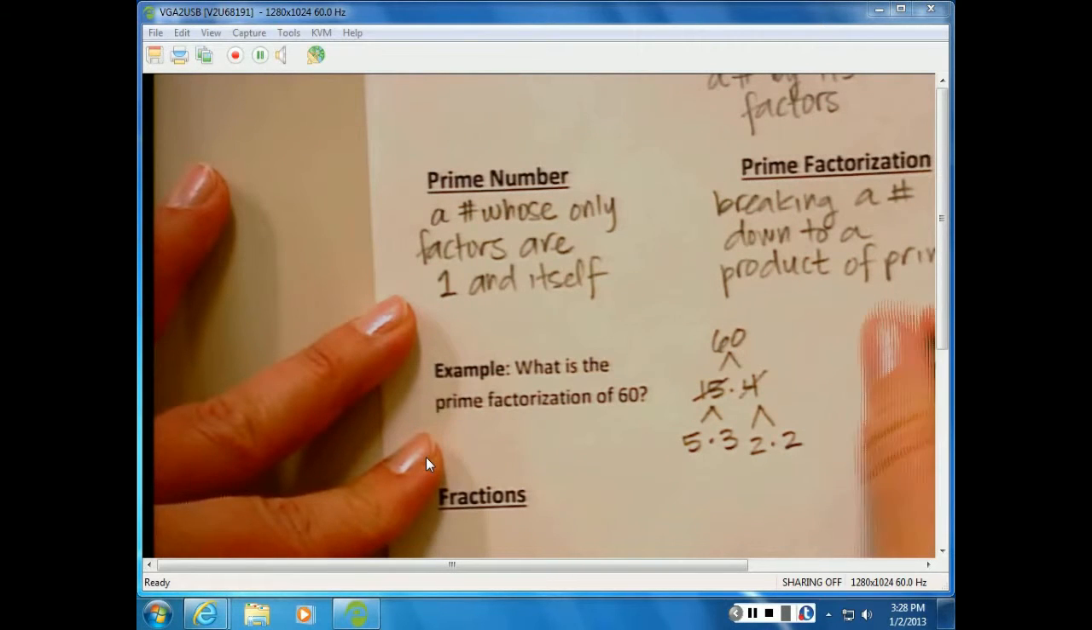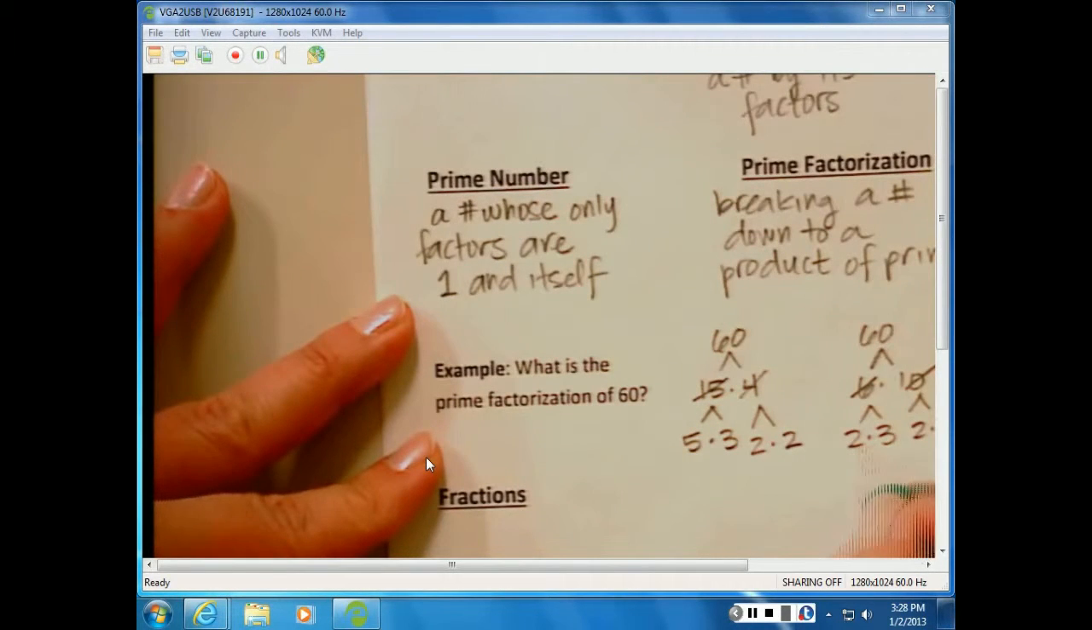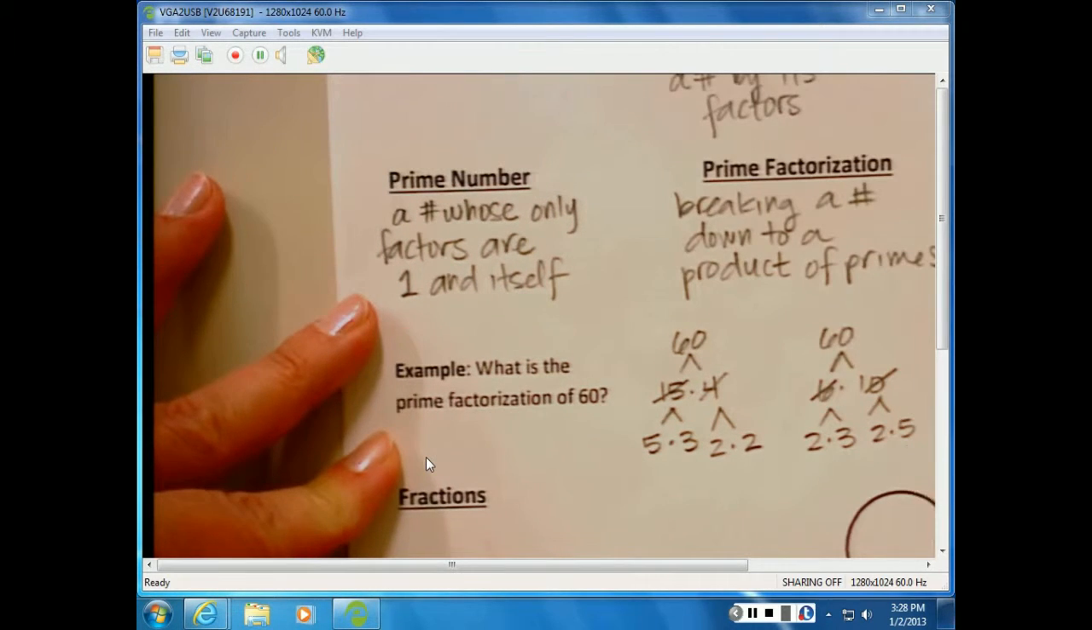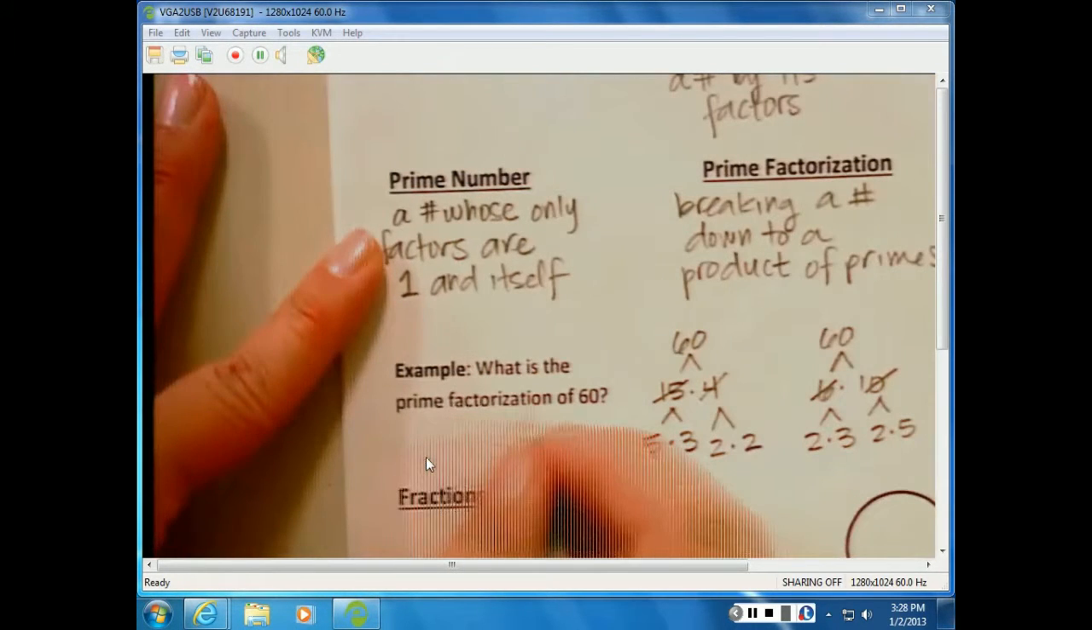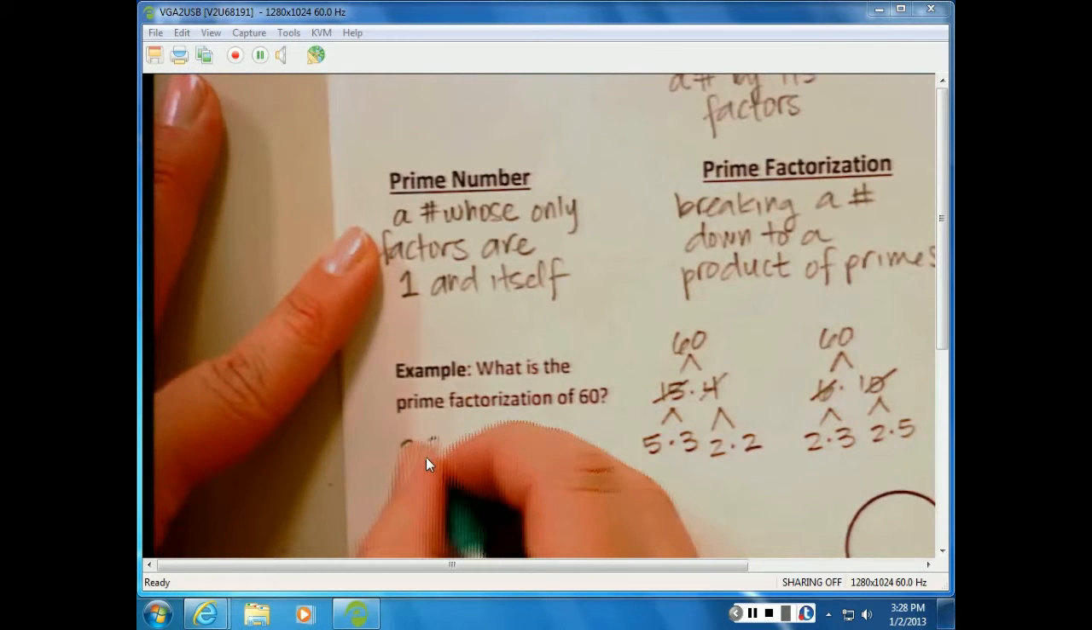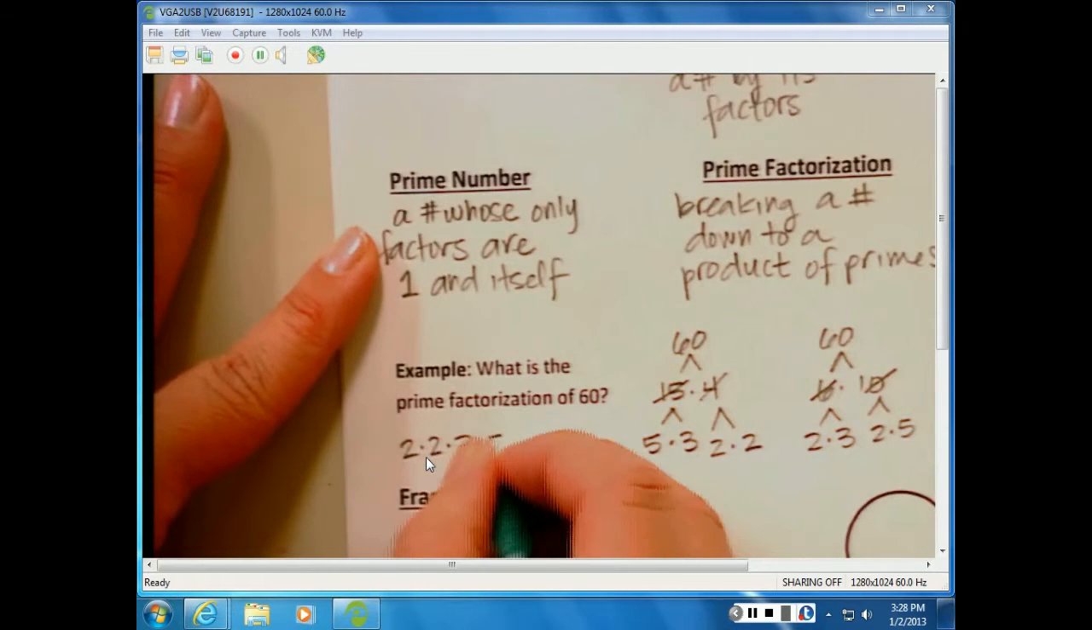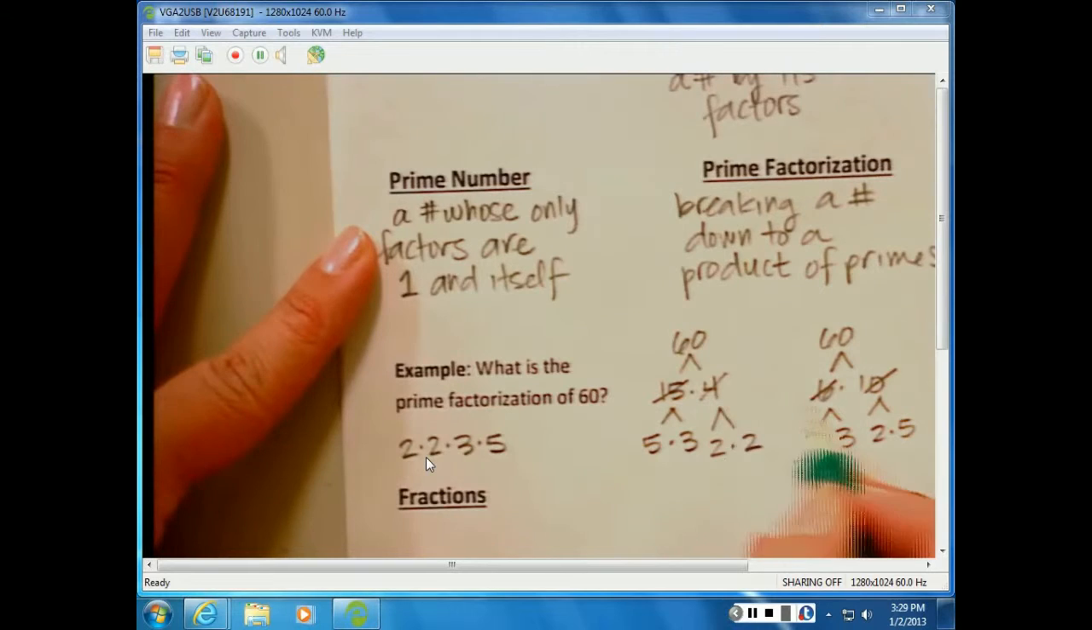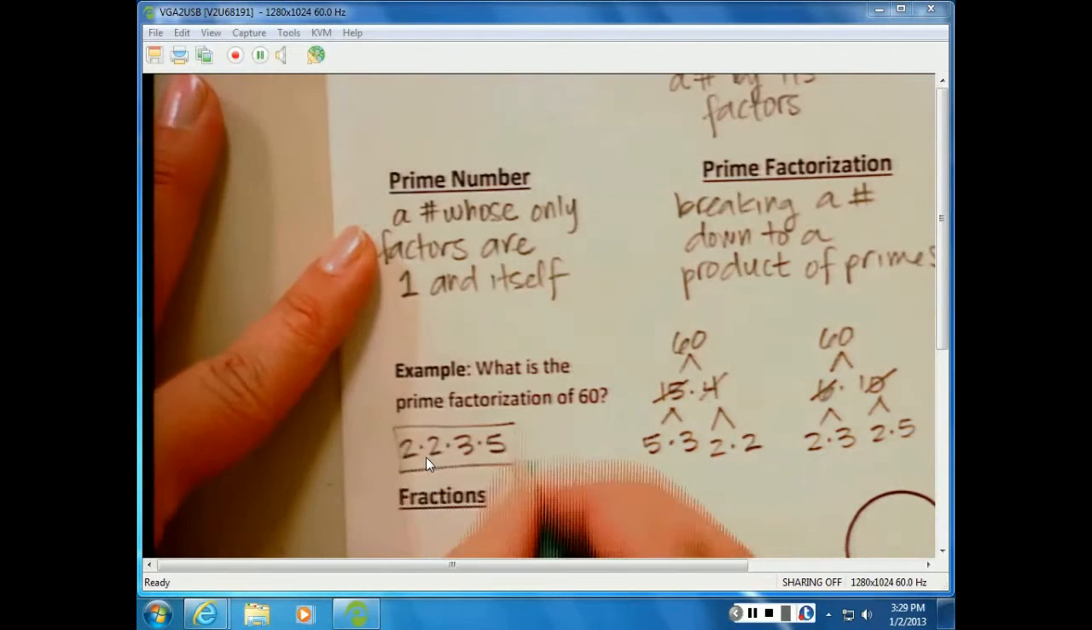If you chose to break it down differently, let's say you decided to break it down 6 times 10. This is 2 times 3, 2 times 5. We still end up with 2 2's, 1 3, and 1 5. So the prime factorization of 60 is 2 times 2 times 3 times 5. Even if you break it down 2 different ways, this will be your end result.